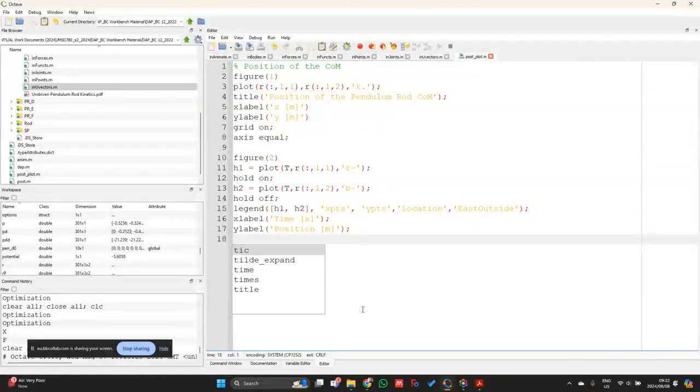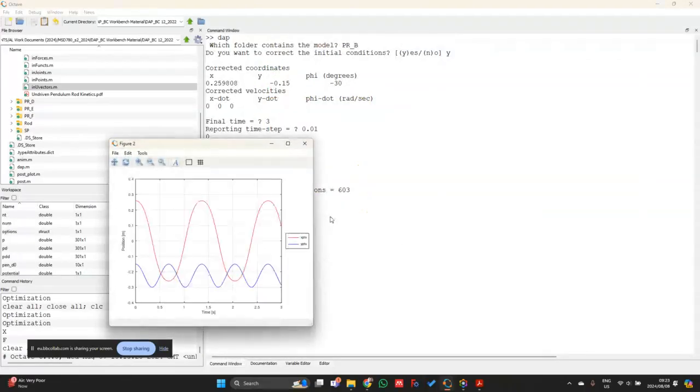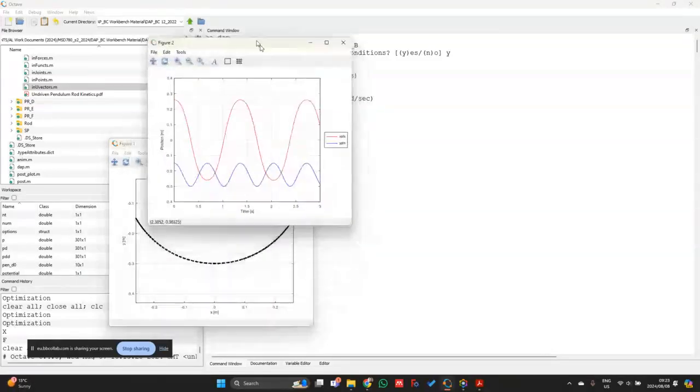Okay, so I'm not going to add a title now, but I'm just going to say grid on here as well. Okay, and then if I go back and I run postplot again, then it now generated figure 2 over here.